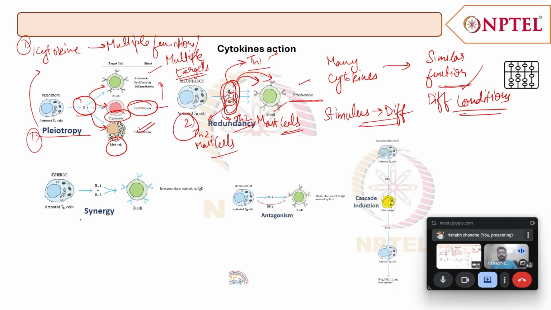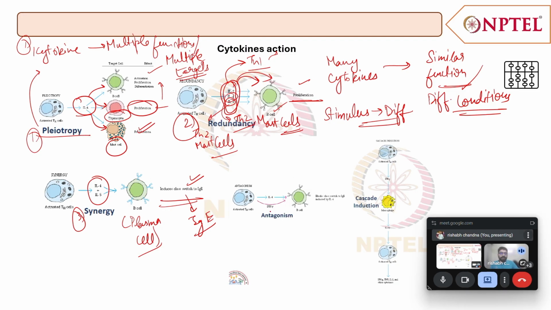The third case is synergy. Synergy means when two cytokines act simultaneously on a single cell, then it can help to function on a single thing. For example, here IL-4 and IL-5 acting on the B cell or the plasma cell, so that it can induce class switching to IgE. Okay, so that means when both of these IL-4 and IL-5 act on a plasma cell, then IgE will be produced. So this is called synergy.